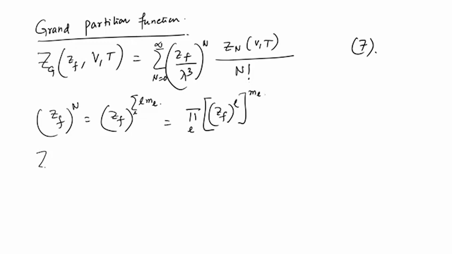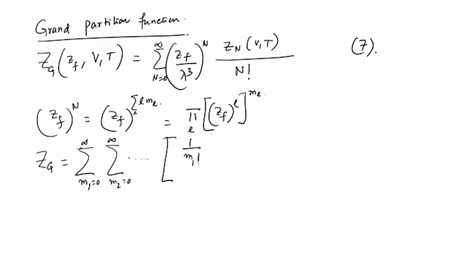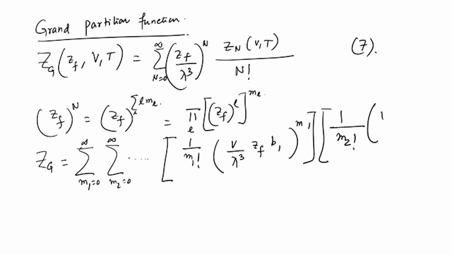Okay. So, that gives us Z_G, which is equal to the sum over m1 equal to 0 to infinity, m2 equal to 0 to infinity, and so on, and for all these l clusters, there will be some m_l going from 0 to infinity, and this is equal to 1 by m1 factorial and V over lambda cube z_F B1 whole to the power m1, and so this is one term, and the second term is 1 by m2 factorial, and we have V over lambda cube z_F square B2 whole to the power m2, and so on, all these different terms.